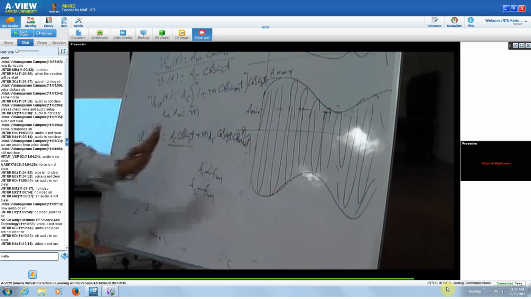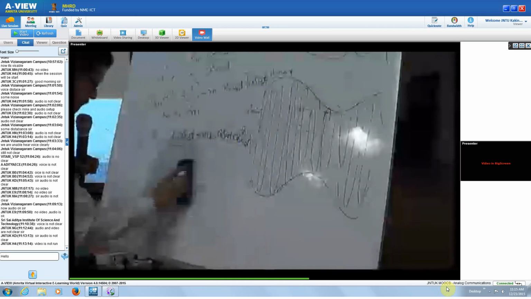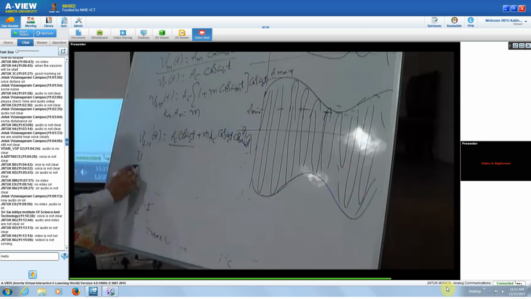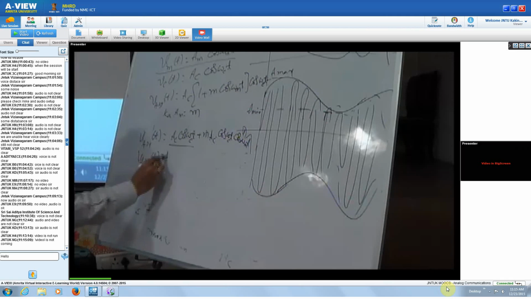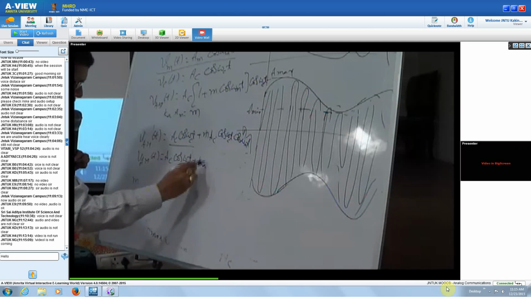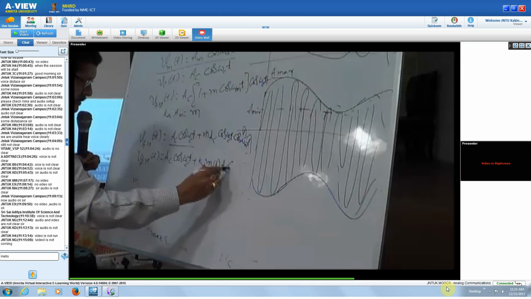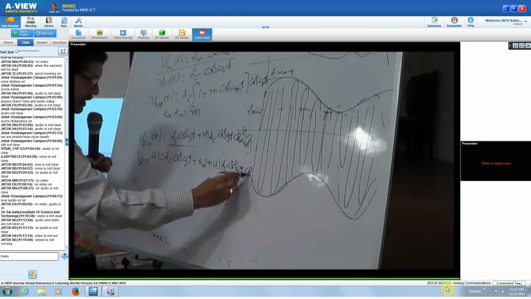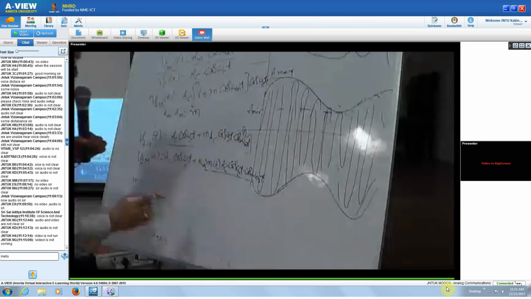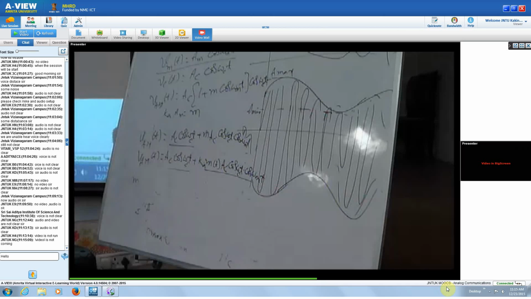So what will be the power relations that we are going to have for this one? So if we have this, your v_AM of t is going to be A_C cos omega_C t plus K_a m of t A_C cos omega_C t, for a general modulating signal m of t. So as you are saying, the information is available only in this, whereas this is a simple carrier that contains no information.